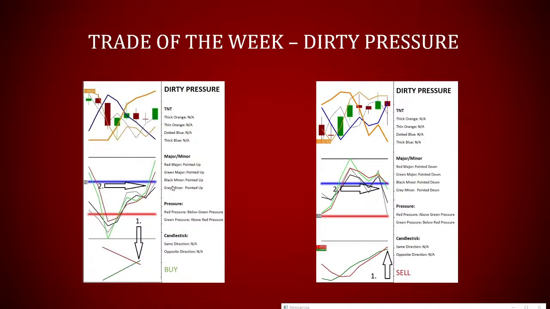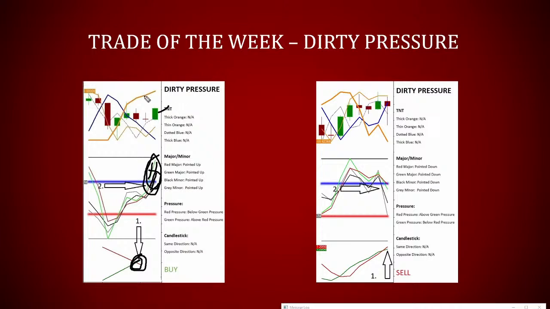Dirty pressure involves a few of our indicators: the major and minor, which are those middle indicators, these green, red, gray, and black lines, and then the pressure indicator. What we want to see is when the green line in pressure crosses on top of the red line in pressure, we want all 4 of these lines to be pointed up on the same candle.